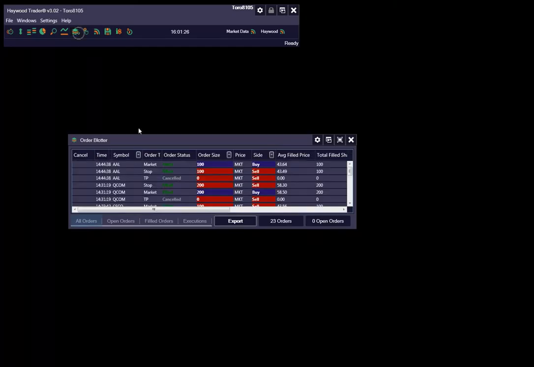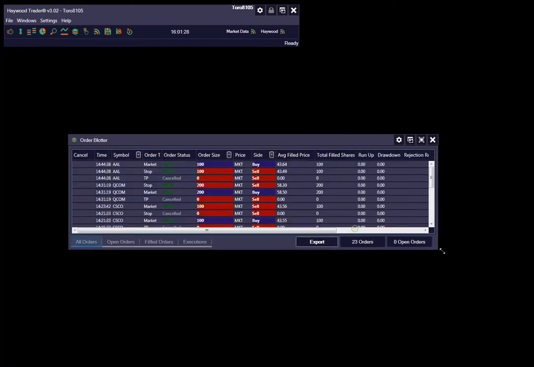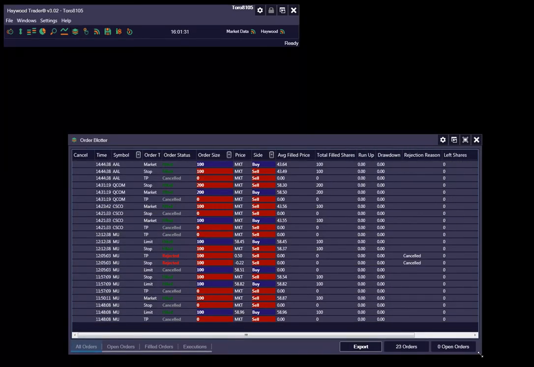Besides the charting icon, we have the order blotter. The order blotter essentially represents all the orders that we've executed during the day. If we look up here at the top, we can see all these symbols, the types of market orders, order status, the price, buy side, sell side, average fills, in addition to many other metrics that can be displayed on the order blotter.